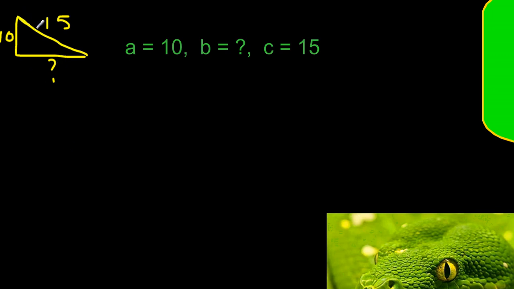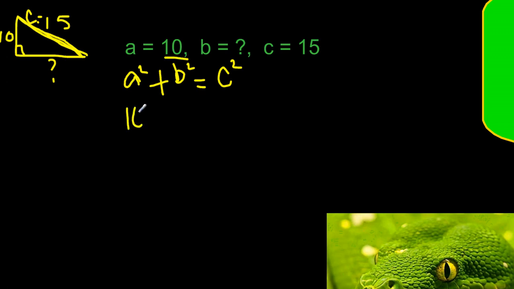The C is always the hypotenuse. It's the one that's opposite your right angle. That's how you know it's C. All right, here we go. Let's use that Pythagorean theorem. A squared plus B squared equals, Pete? C squared. Gotta let you do your favorite. All right, so now we fill in 10 squared plus B squared equals 15 squared.